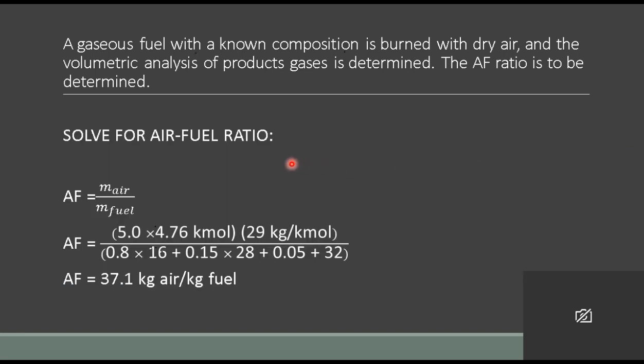And now we are able to solve for its air-fuel ratio. So the air-fuel ratio is equal to mass of air over mass of fuel. Let's just plug in their values, and also the value of the fuel that we got earlier. Therefore, our air-fuel ratio is 37.1 kilogram air per kilogram fuel.